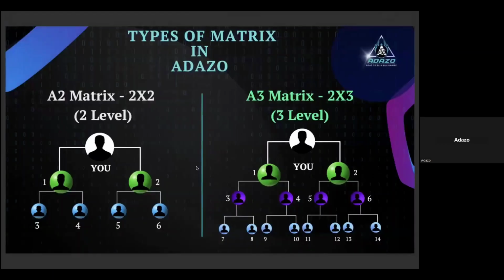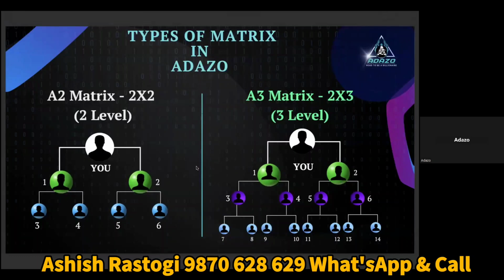Now comes the question: how can we earn money in the system? There are two ways. There are two different types of matrix in the system. One is the A2 matrix, which is a 2 by 2 matrix that happens in two levels, and another is the A3 matrix, which is a 2 by 3 matrix that happens in three levels.